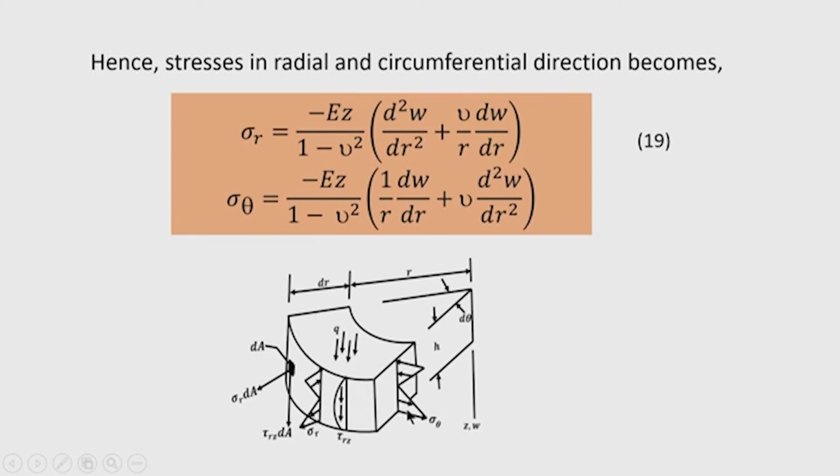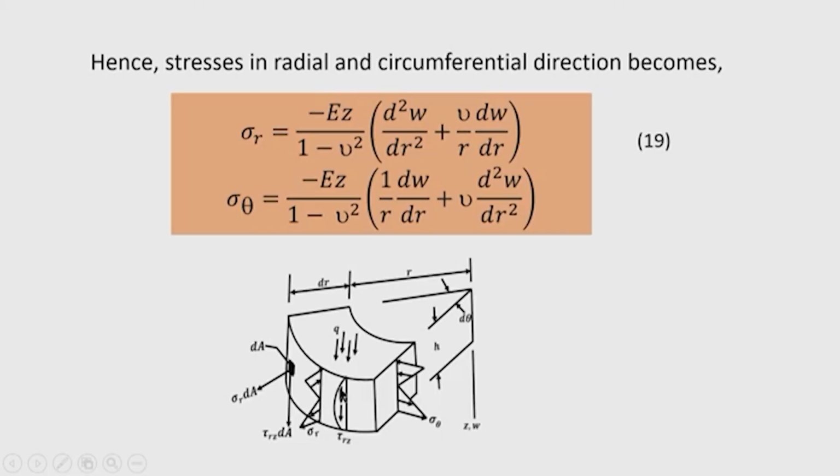Similarly, this sigma theta variation on the other edges is shown like that, a linear variation, and tau r theta is 0, but tau r z will exist, it will have a parabolic variation, but its value is negligible and we will not consider it in deriving the plate equation.